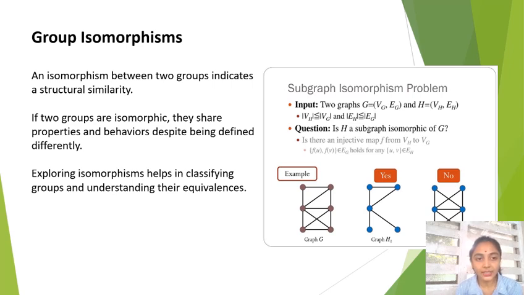An isomorphism between two groups indicates a structural similarity. If two groups are isomorphic, they share properties and behaviors despite being defined differently. Exploring isomorphisms helps in classifying groups and understanding their equivalence.